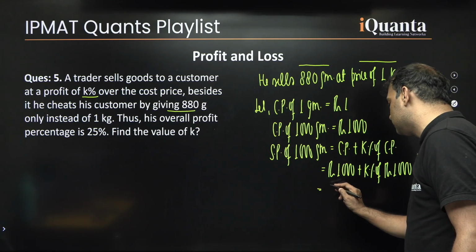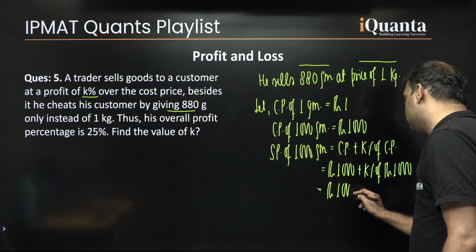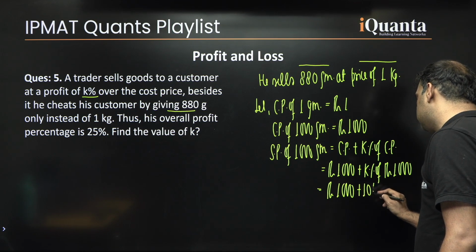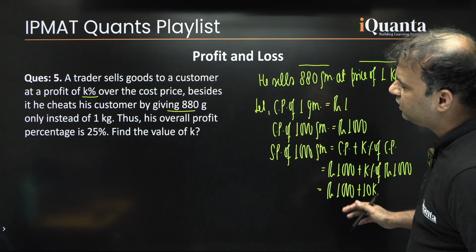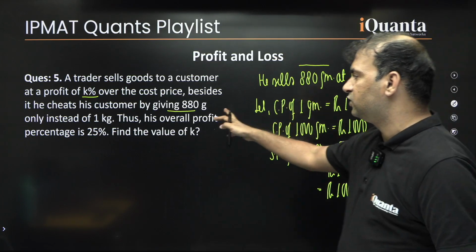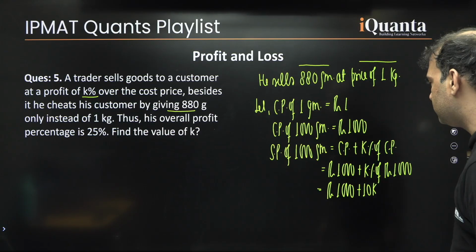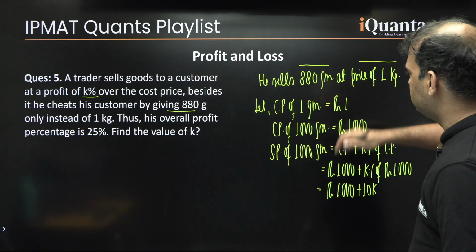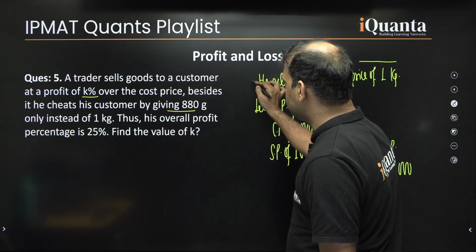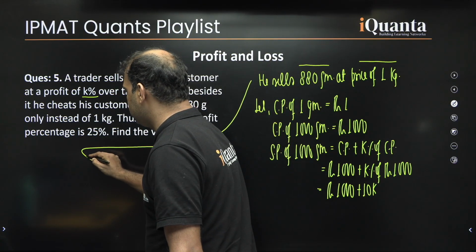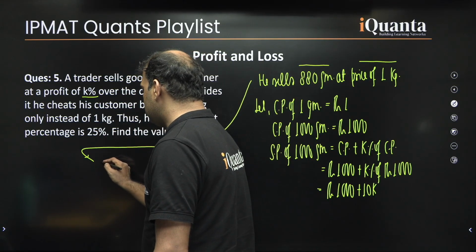So this should be ₹1000 plus, we'll say, how much? 10K, all right? So this, without the cheating of the weight, should be the selling price of the shopkeeper, all right? Now he will do the cheating of the weights as well, right? So we can write over here, he is giving how much?